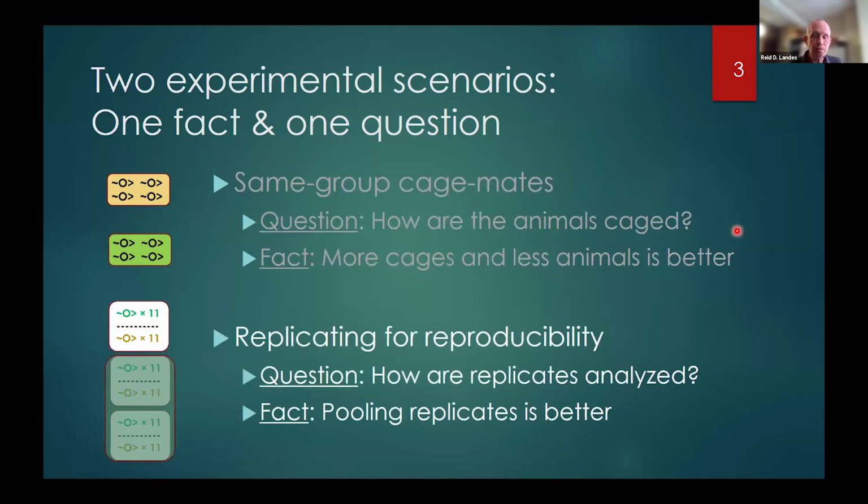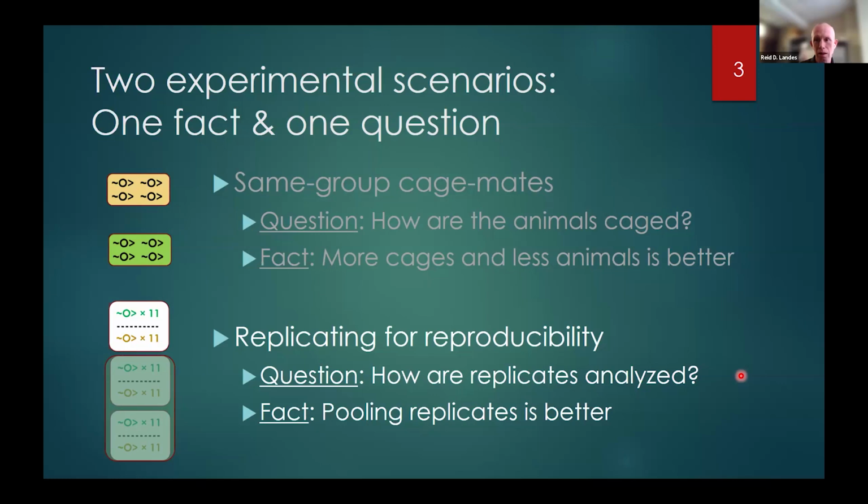The second experimental scenario I want to talk about is replicating for reproducibility. Sometimes folks will do an experiment and then do it a couple more times to show reproducibility. And so I want to motivate why it's important to ask, hey, how are you analyzing those replicates? And then give you some data and some statistical facts of why pooling the replicates is the better way to go.